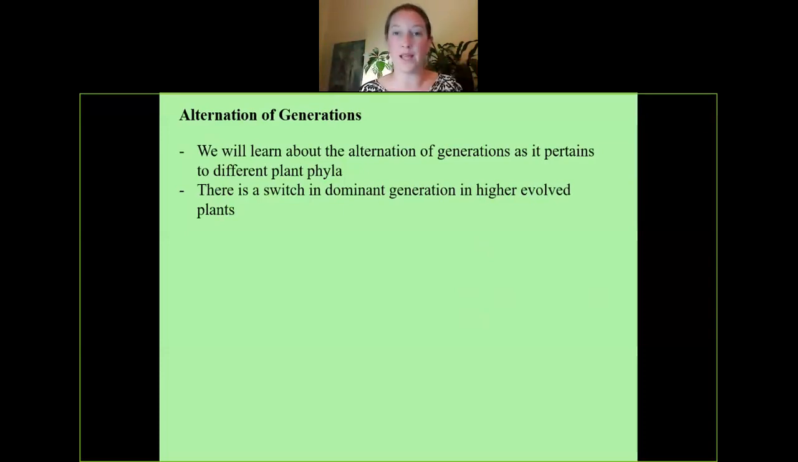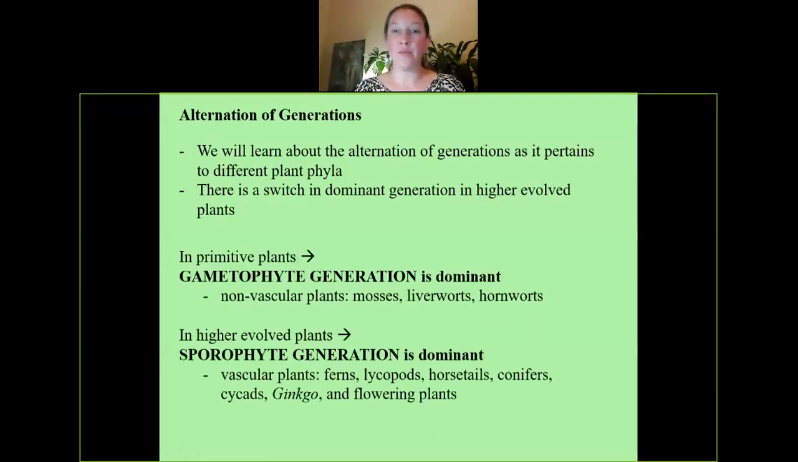For some plants, the gametophyte generation is the dominant generation, and for some plants, the sporophyte generation is the dominant generation. What I mean by dominant is that the plant life cycle of that plant exists mostly as that generation. So for example, let's look here. In the more primitive plants, and we're going to talk about them today, the nonvascular plants, the gametophyte generation is dominant.